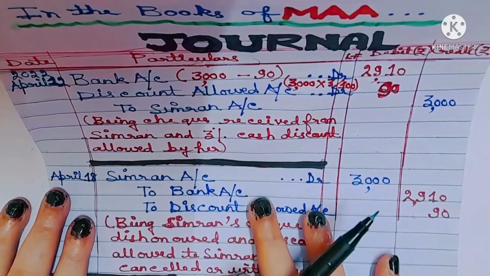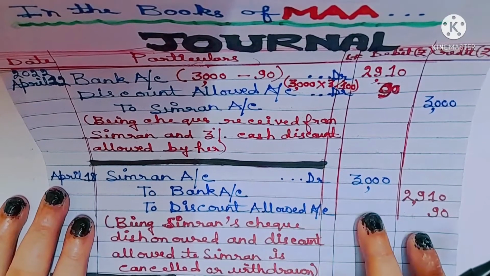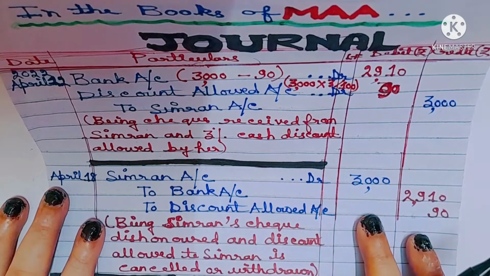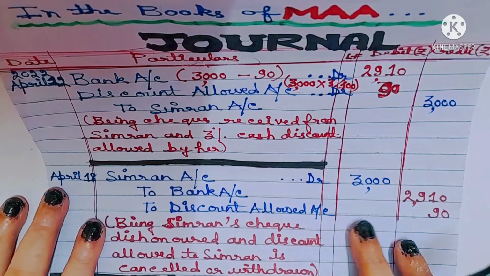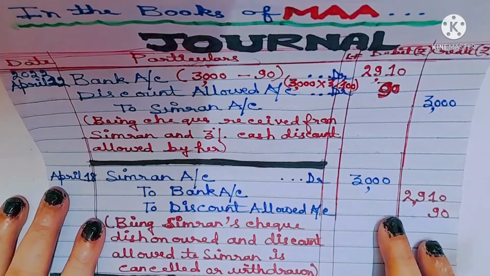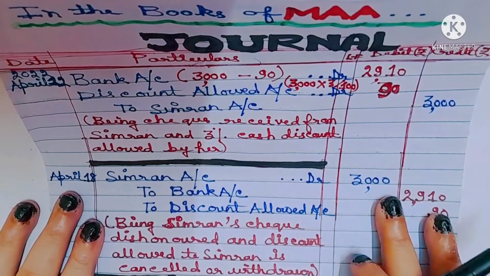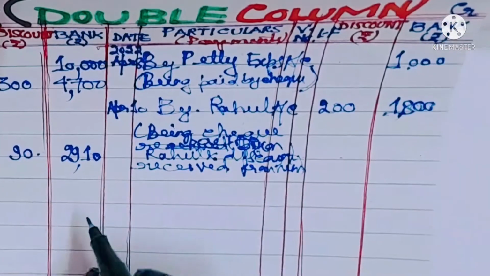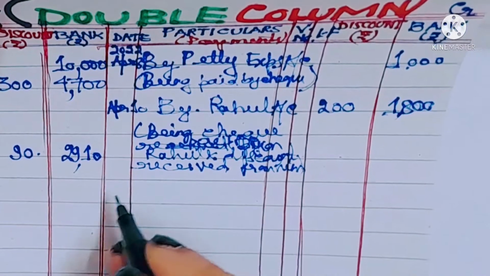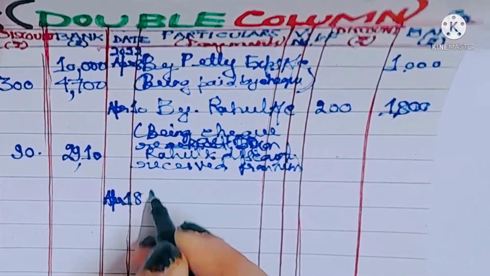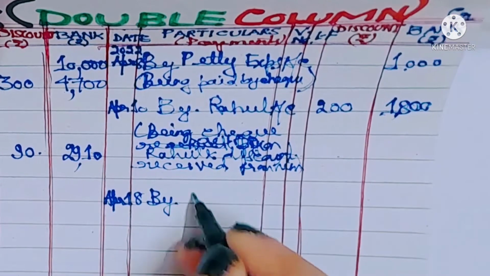So what is the position of bank account? We only have to look at the position of bank account. Since bank account is on the credit side, Simran account will also be on the credit side. So we'll have to write by Simran account in the cash book on the credit side in the bank column 2910. Okay, discount column এ কী লিখব? Dash, nil. Okay, so let's write on 18th April by Simran account.